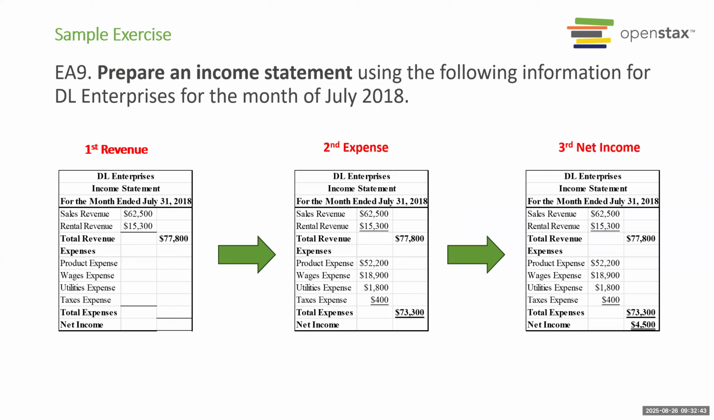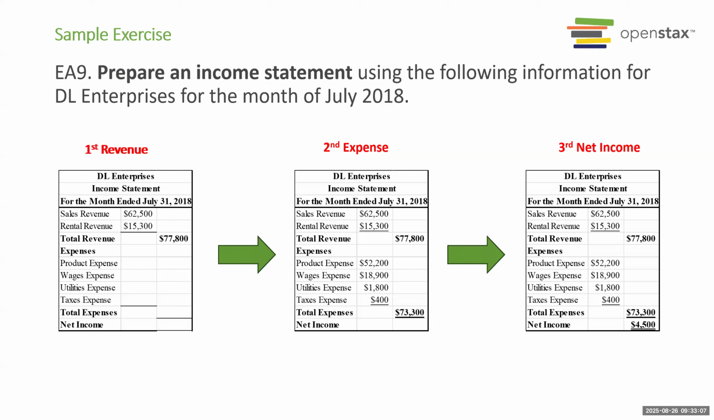So I've broken this up into three parts. The first thing you're going to do is generate what your revenue is. And in this case, it's your sales revenue and rental revenue. And the total revenue in this case is $77,800.